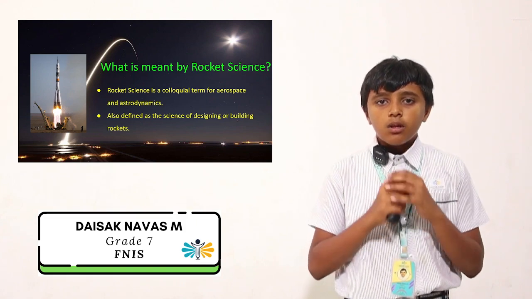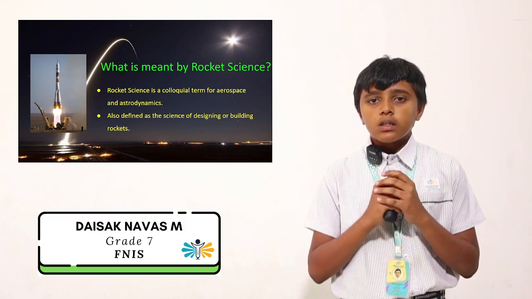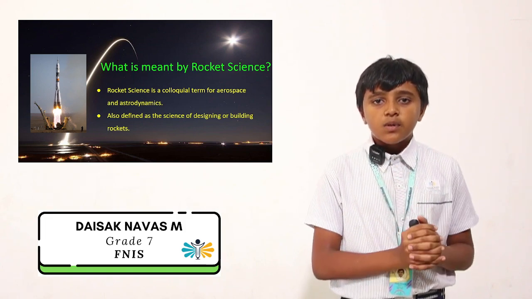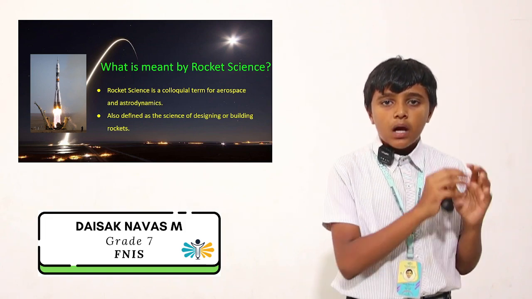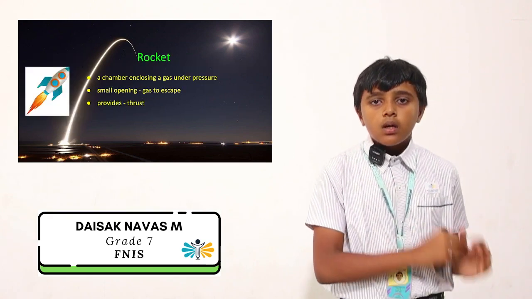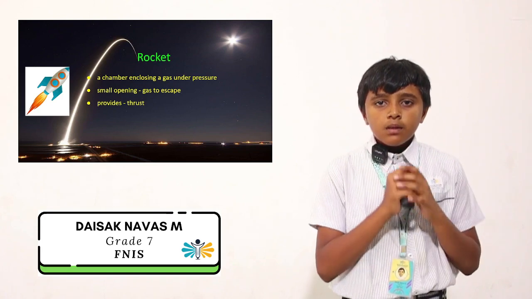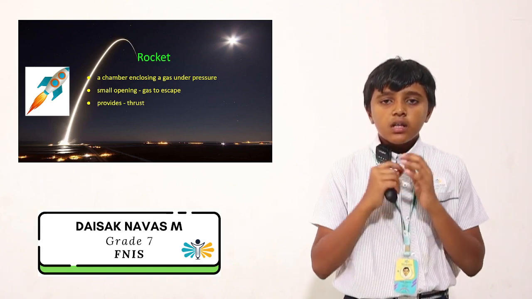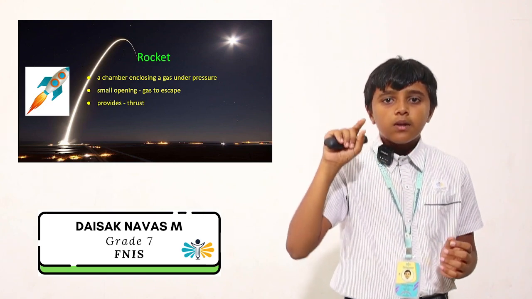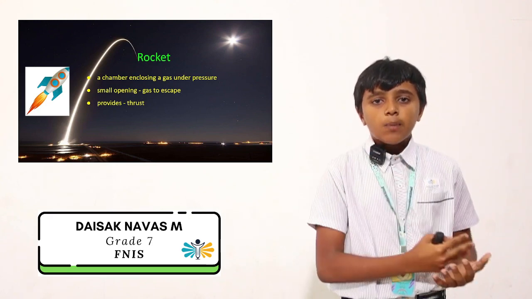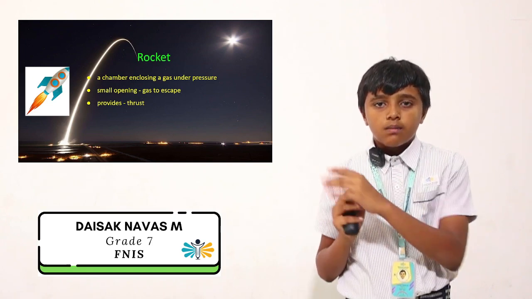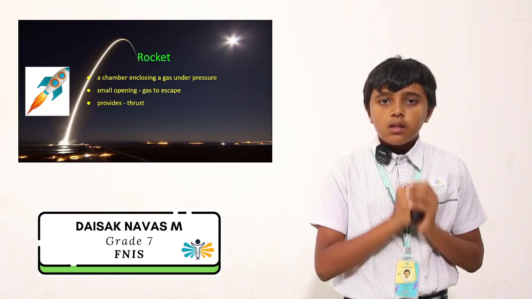Now we will see about a rocket. A rocket in its simplest form is a chamber enclosing a gas under pressure. A small opening at one end allows the gas to escape, which propels the rocket in the opposite direction. Best example for it is a balloon. When you blow a balloon without tying it, if you leave the balloon, the gas has a path to escape. This propels the balloon in the opposite direction. Same like it is a rocket.